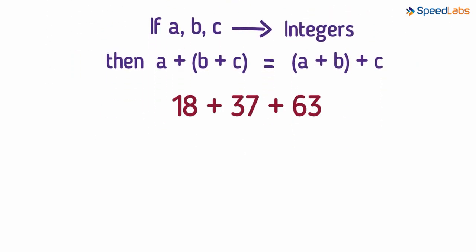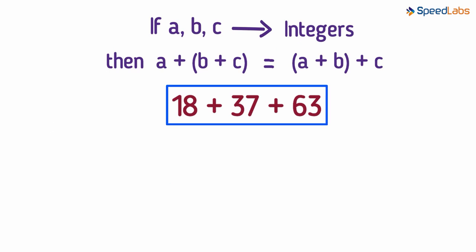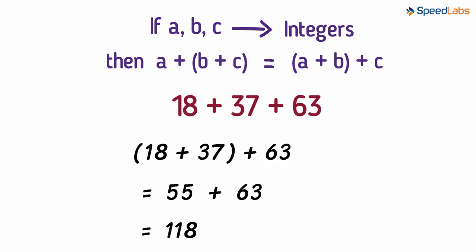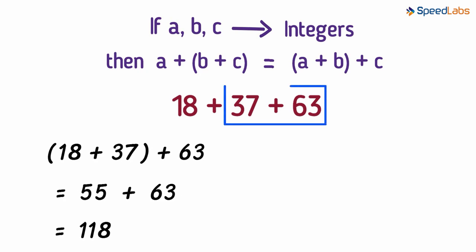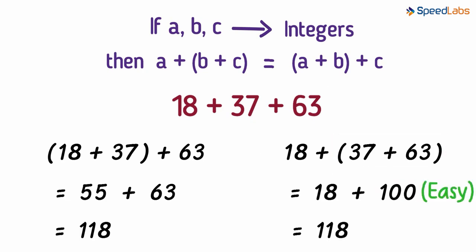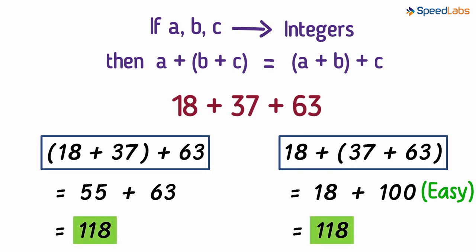Now, how fast we solve this expression depends on which numbers we group together. If we group the first two, we get the answer like this. But what if we would have grouped the second and the third numbers like this? The answer to this addition is 100. And adding a number to 100 is much easier and faster. In both cases, we get the same answer, but this grouping is faster.